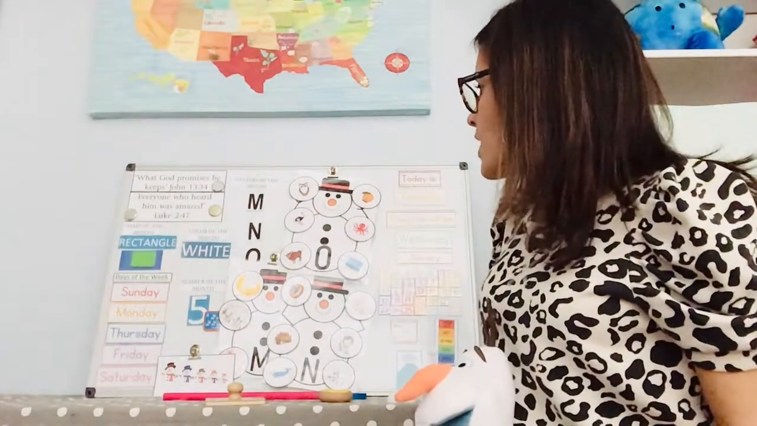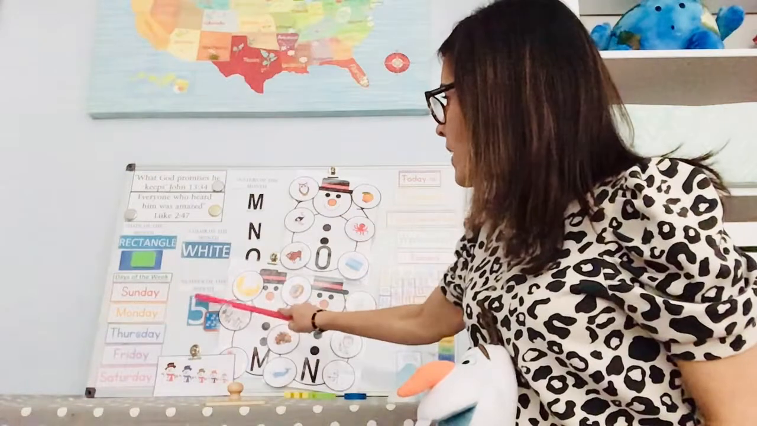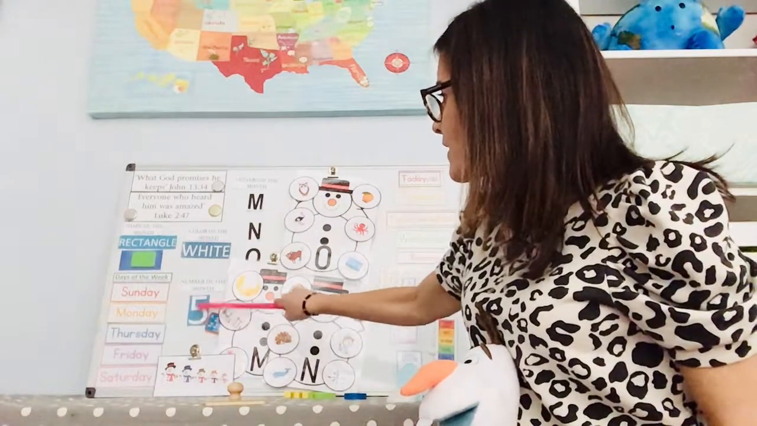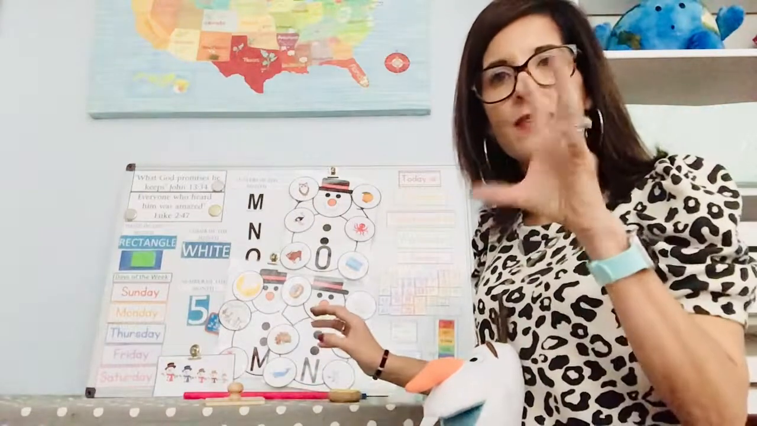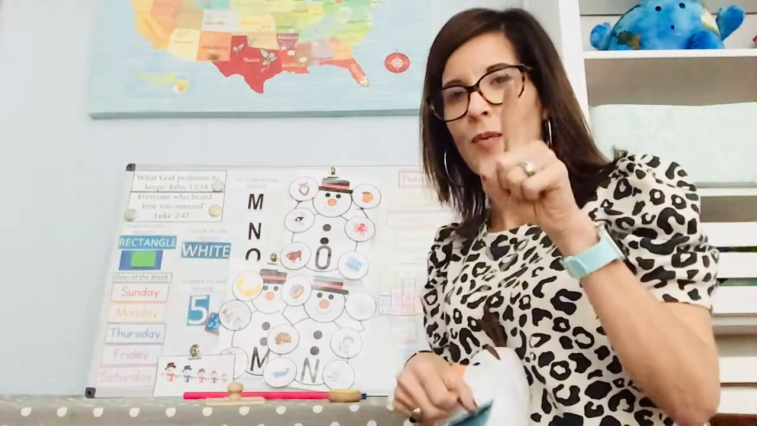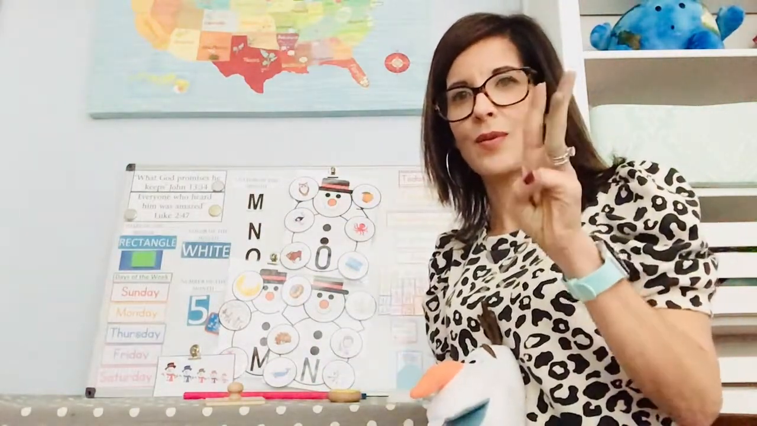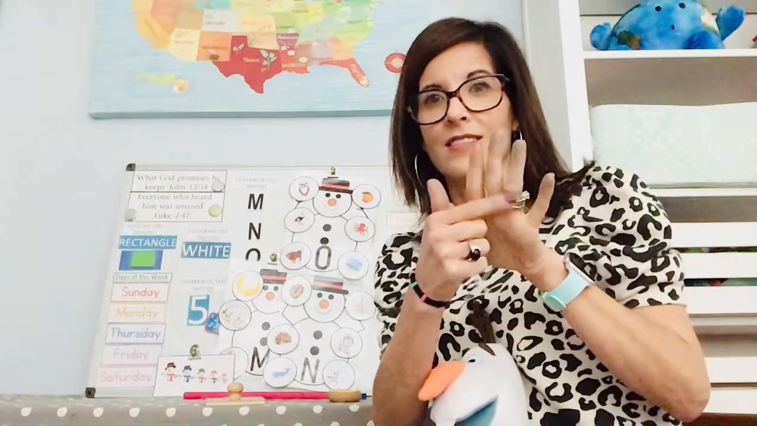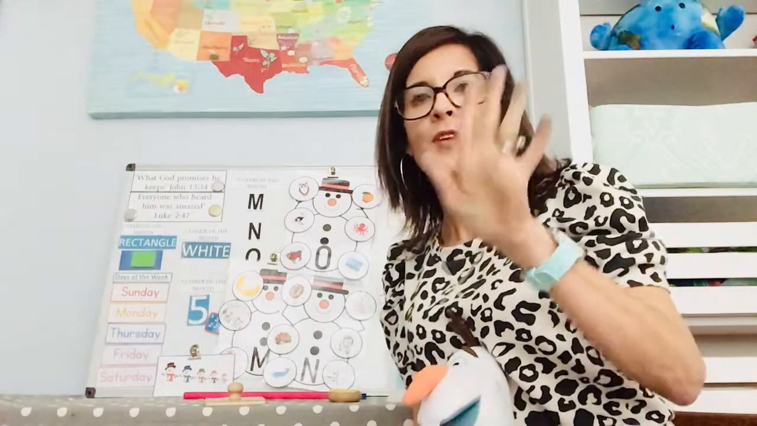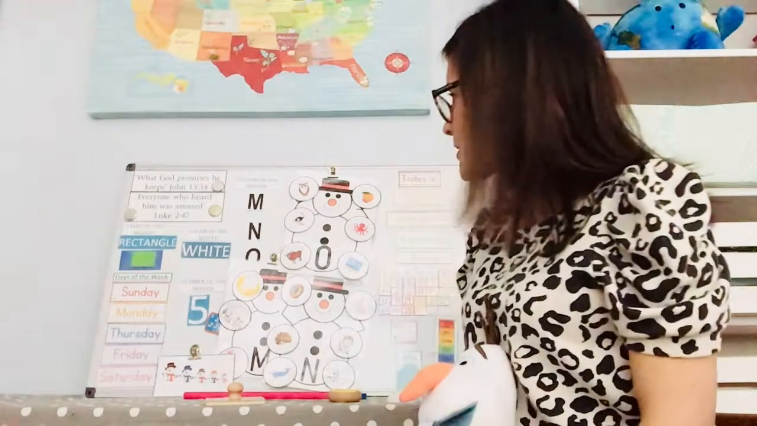And then our number of the month. So our number of the month, this number right here is a 5. Can you count? How many fingers do you have? 1, 2, 3, 4, 5. Miss Jen still has science on my fingers. So 5 is our number of the month.